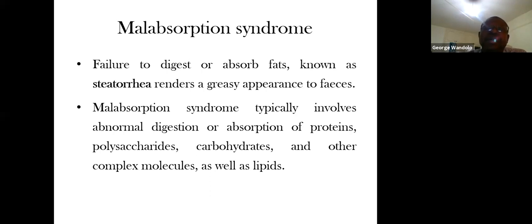Now, this syndrome is associated with failure to digest or absorb fats, and this leads to steatorrhea. And this renders the stools greasy and they have greasy appearance. Okay? These are floating feces that have greasy appearance. So malabsorption syndrome typically involves abnormal digestion or absorption of proteins, polysaccharides, carbohydrates, and other components as well as lipids. So lipid malabsorption is the most typical one in which we have steatorrhea, and steatorrhea is measured with stool fat.